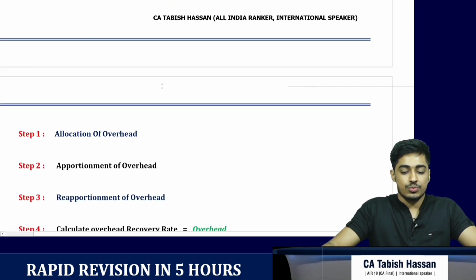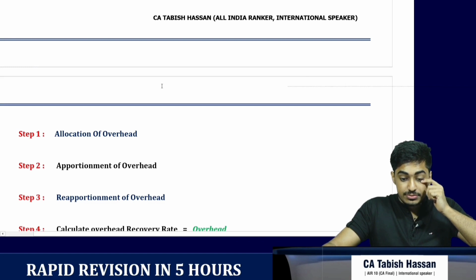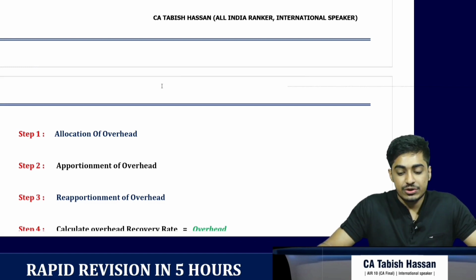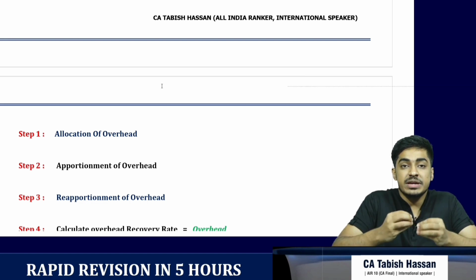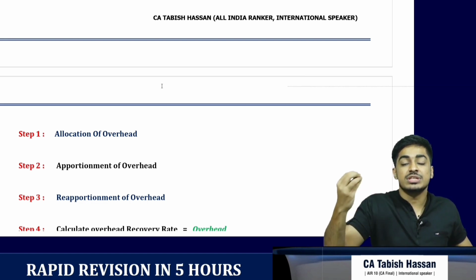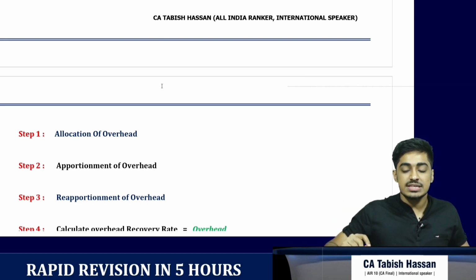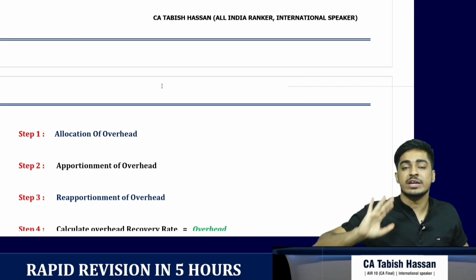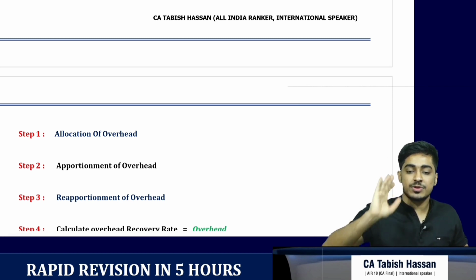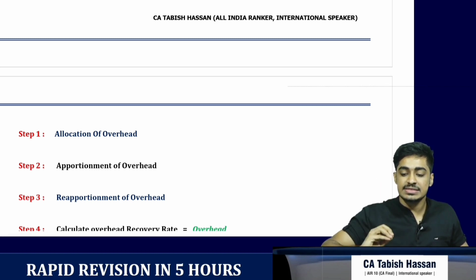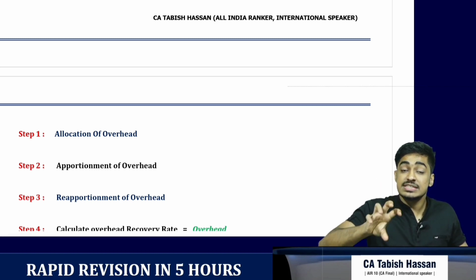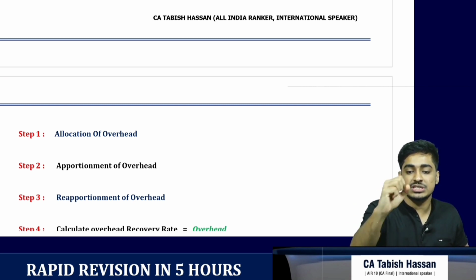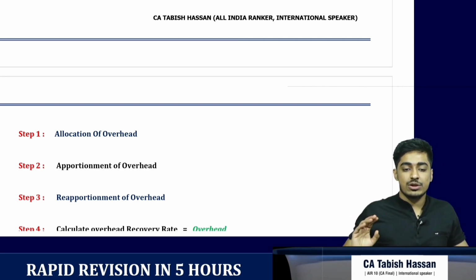So what is allocation? What do we do in allocation? Overheads of the respective department are charged to the respective department. That is called as allocation. Say for example, we have a rent of hardware department. Hardware is one of the production departments, and the rent there is, assume 10 lakh. So this is directly attributable only to one production department. So that we call as allocation.